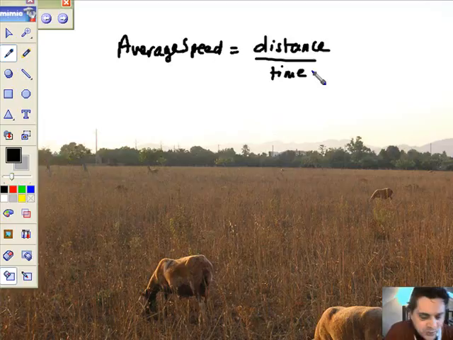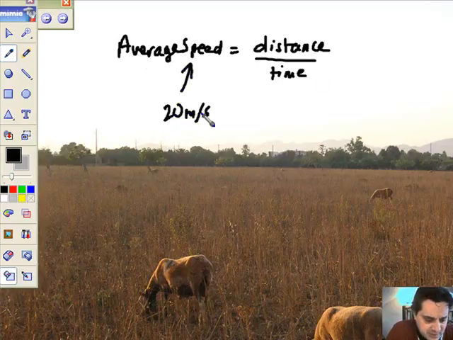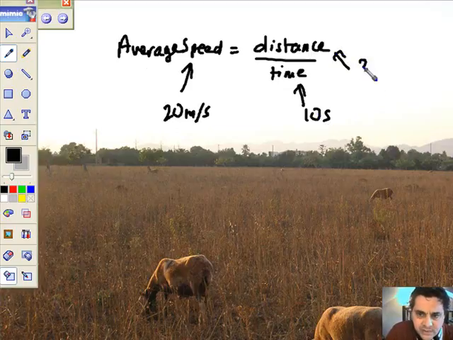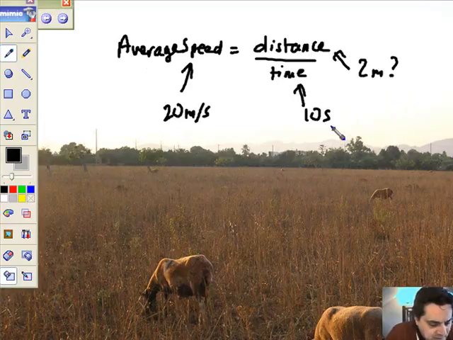He uses this formula to work out that if an object has an average speed of 20, I better start labelling this, 20 meters per second, and travels for 10 seconds, it must have travelled 2 meters. So 2 meters, question mark. What mistake has James done?